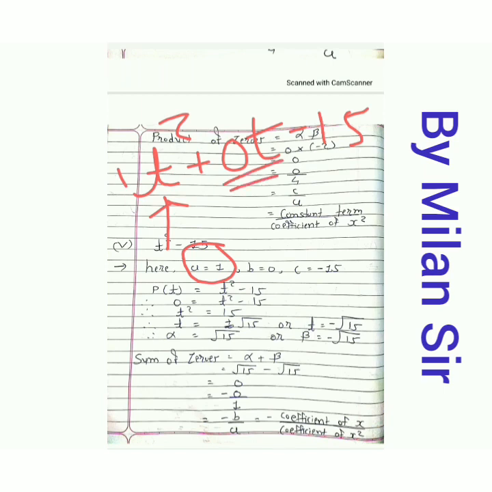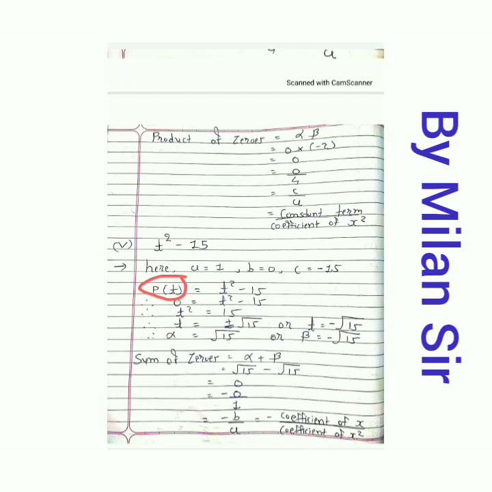Coefficient of t is our b, so b is equal to 0, and at last the constant term is minus 15, so c is equal to minus 15. We need to write the values of a, b, c with the sign. Now this is the polynomial of variable t, that's why I have written p of t is equal to t square minus 15. Here I do not write 0t because it's not necessary.